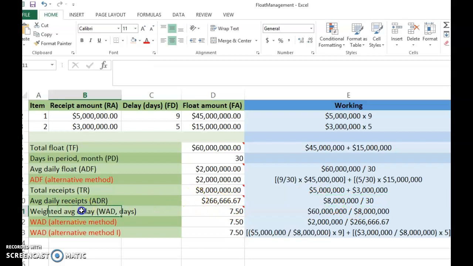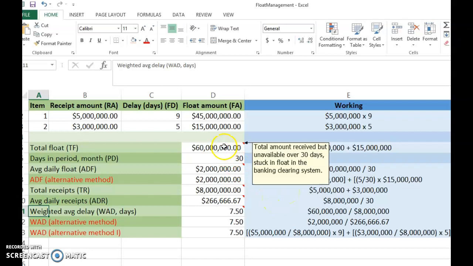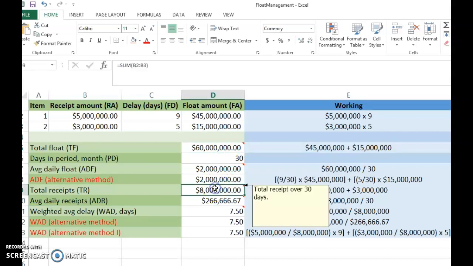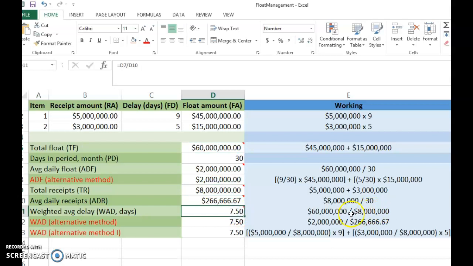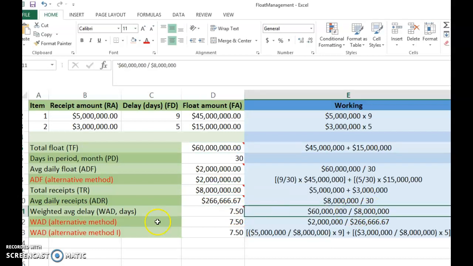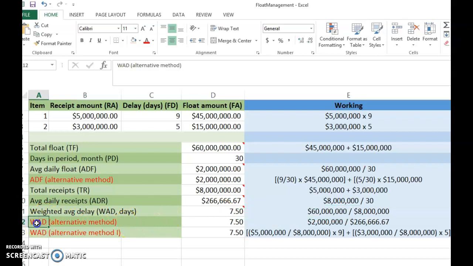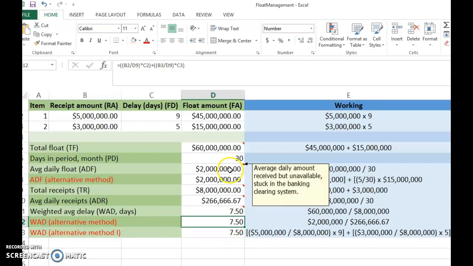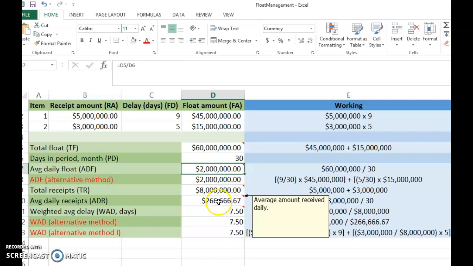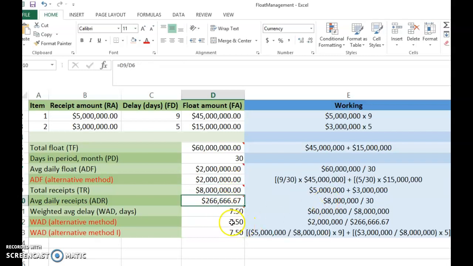Now, for the weighted average delay, there are 3 ways of computing. The first way is very simple: you take the total float divided by the total receipt. So you get 7.5, which is 60 million divided by 8 million. The second, alternative method for WAD, or weighted average delay, is to take the average daily float, which is 2 million, divided by the average daily receipt, 2 million divided by $266,666.67. You also get the same answer, 7.5 days.